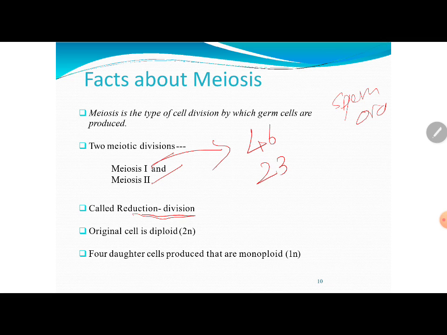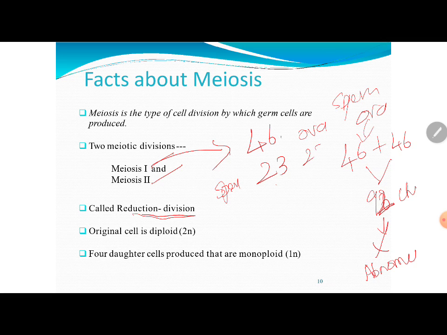Now see, girls, if the sperm and the ova have 46 and 46 chromosomes, the resulting zygote will be what? 92 chromosomes. Is this a normal zygote? No, it is an abnormal zygote. So what happens is a reduction division takes place in the first meiotic division. From 46 they become 23. So a sperm will have 23 chromosomes and the ova will have 23 chromosomes. When they unite, they form a zygote which has 46 chromosomes.